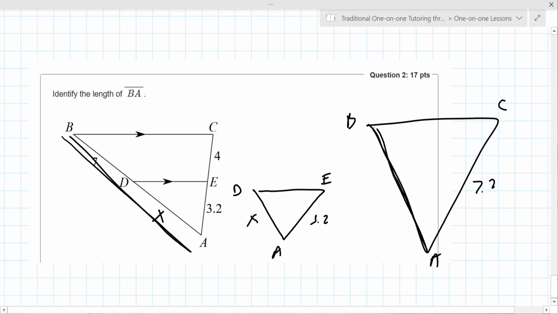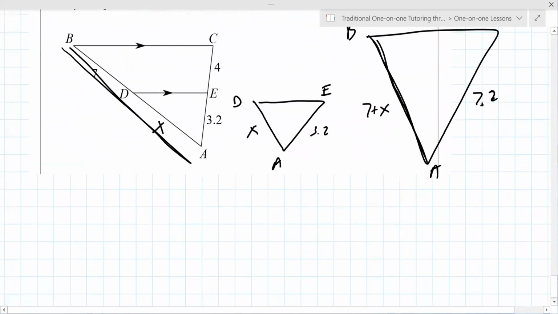7x. No, you're not multiplying them. How did you get 7.2? I added, so 7 plus x. Very good. Okay, so now we can write x over 7 plus x equals 3.2 over 7.2.